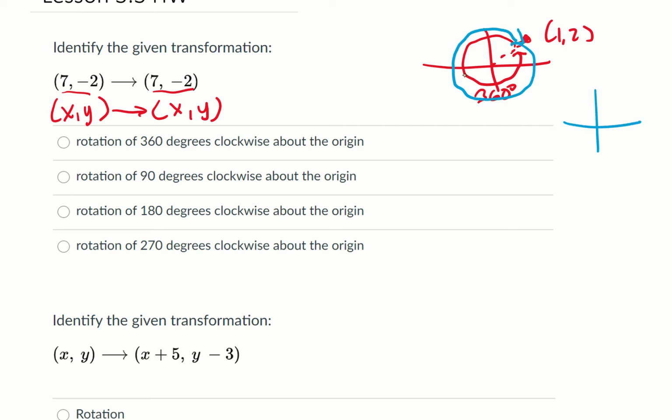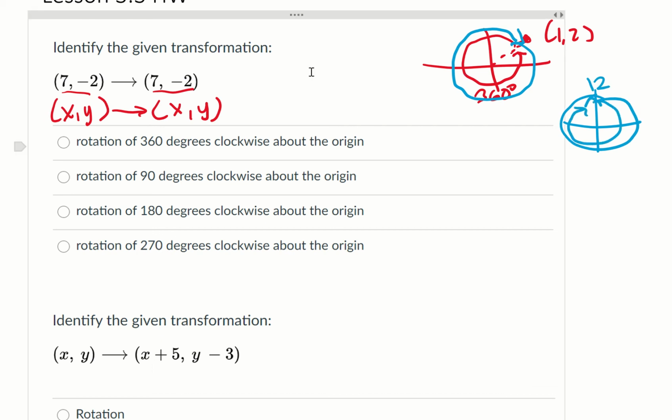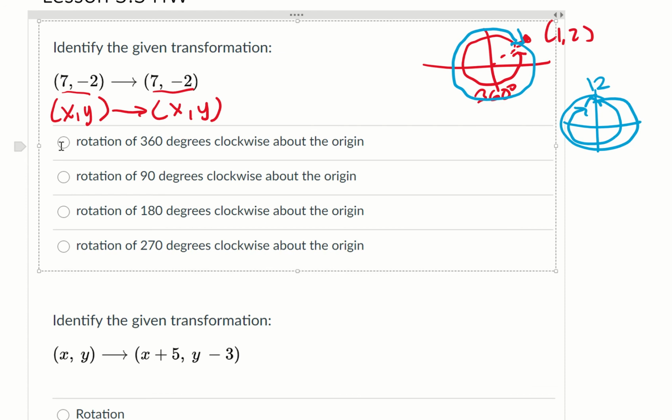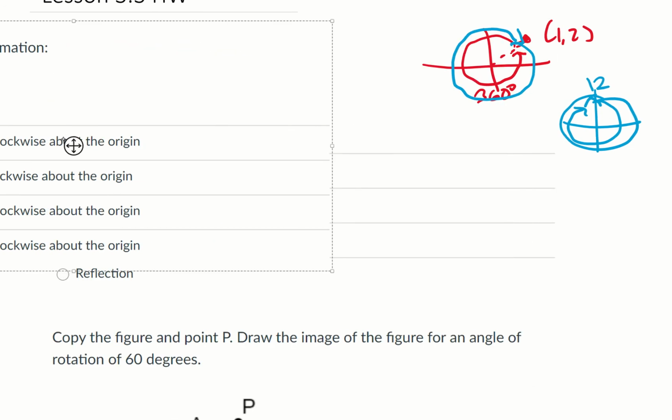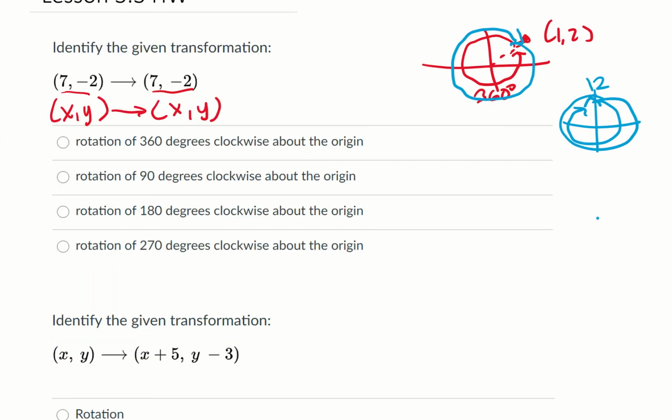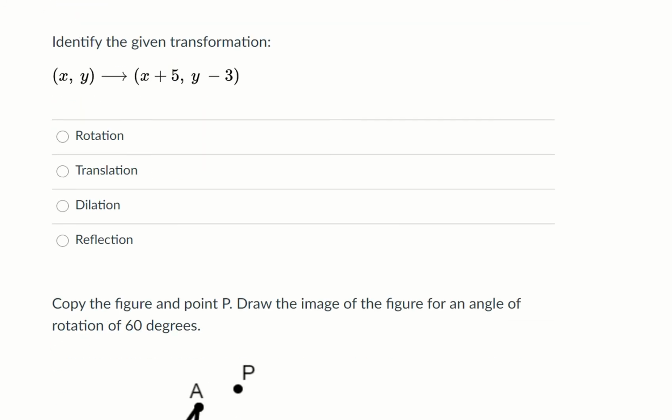Basically, on a clock, let's say you're at 12 o'clock. If the minute hand is at 12 o'clock and you do a full 360, then you're back at 12 o'clock. So that would be going to the same spot. And so this is going to be a rotation of 360 degrees.